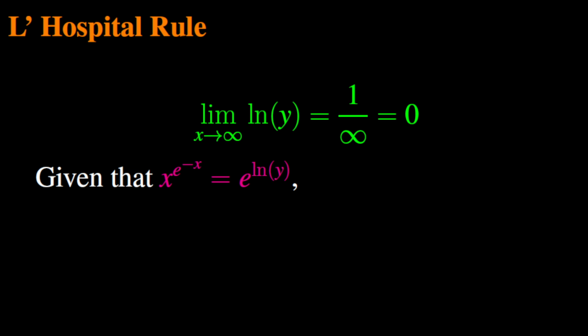Recall that the original expression, x to the power of exponential of negative x, is equal to exponential of y. This is because logarithm of y was defined earlier as logarithm of the quantity x to the power of exponential of negative x. Here we are using the inverse properties of e of x and logarithm of x.